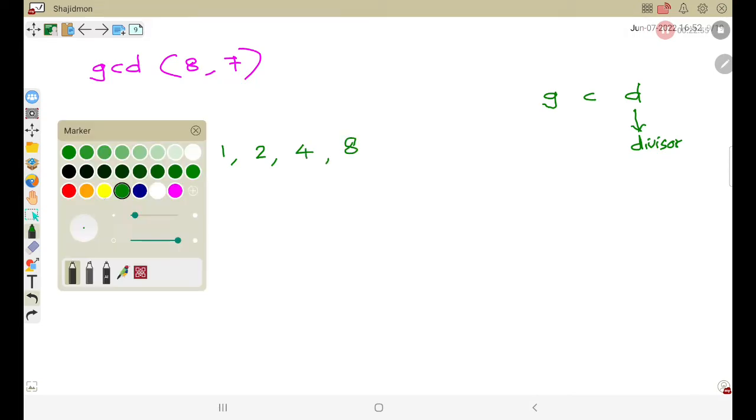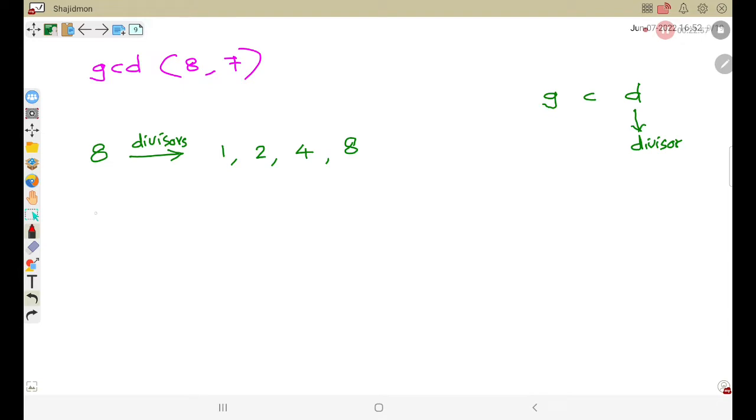Correct? Now just write the divisors of the number 7. What are the divisors? 1 and 7. Correct? 1 and 7 only. Now out of this select the common divisor. This is the second step. Select the common divisors. So here 1 is common to both. No other number is common. Only 1 is common. Now out of these common divisors, select the greatest one. Only one number, so the bigger one is the same.